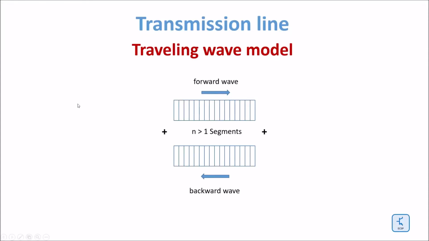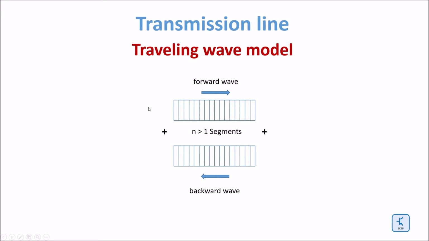Each line model is based on 2 wave models. One wave model is for a forward traveling wave, and the other wave model is for a backward traveling wave. Each one of the 2 models is based on an array of segments. The number of segments should always be bigger than 1, so at least 2 segments. At the beginning and at the end of the traveling wave model, both elements are added together. So you always have the sum of the forward and of the backward moving wave.